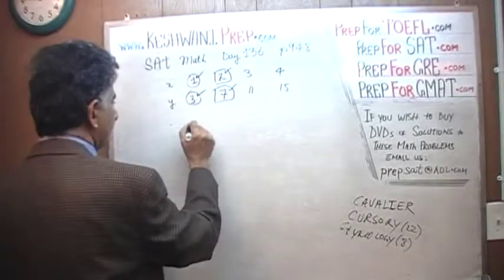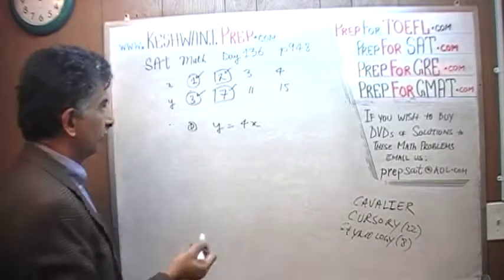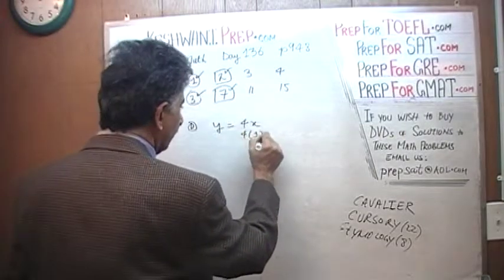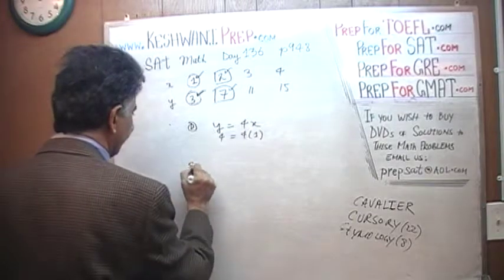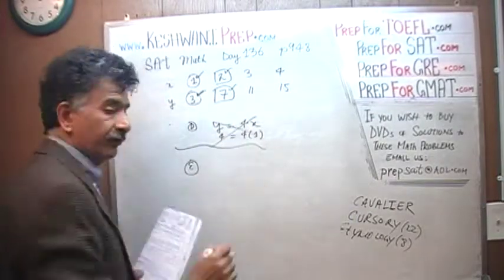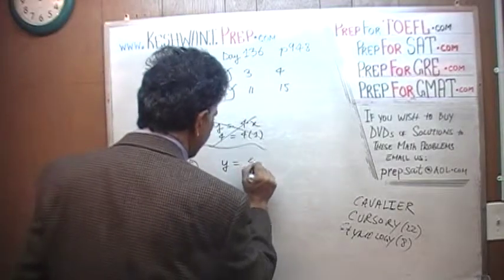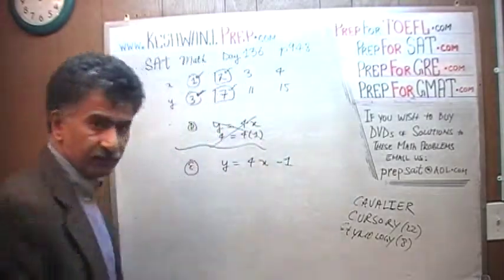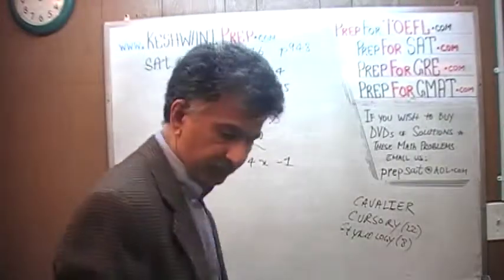D is not the answer, because D is just nonsense. D says it is 4 times x. It's definitely not 4 times x, because when x is equal to 1, y would be 4. y, we are told, is 3. Answer is E. E says 4x minus 1. Let's see if that does the job. 4x minus 1. Where's my pointer?